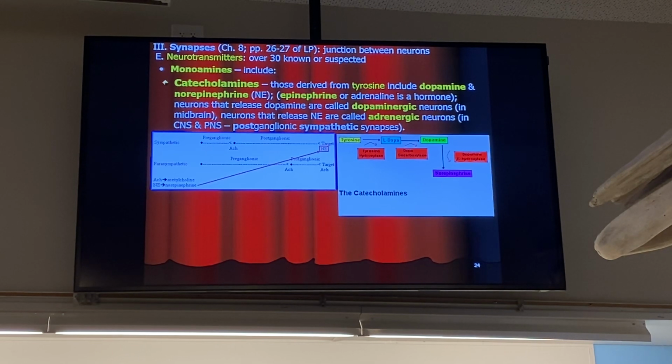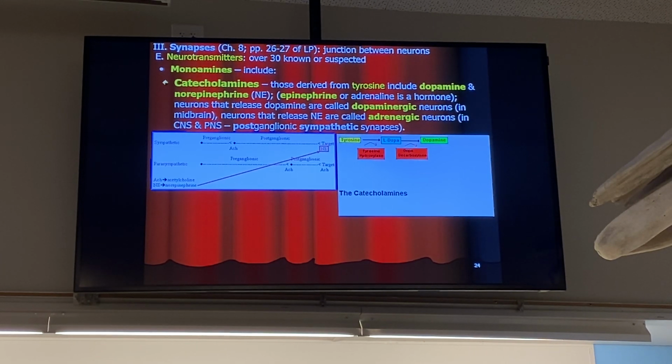There's the ones you have to know. But serotonin is a monoamine because it comes from the amino acid tryptophan. Catecholamines come from tyrosine. Different amino acid. You can see the sequence.